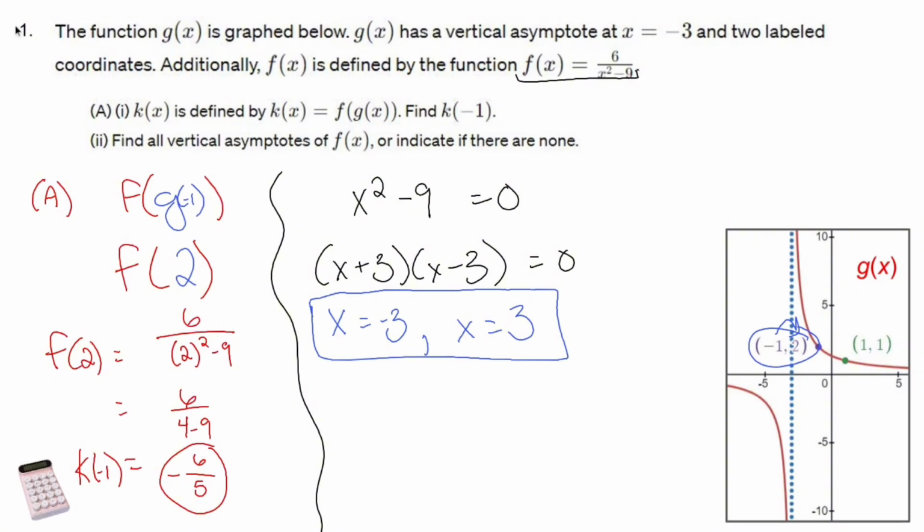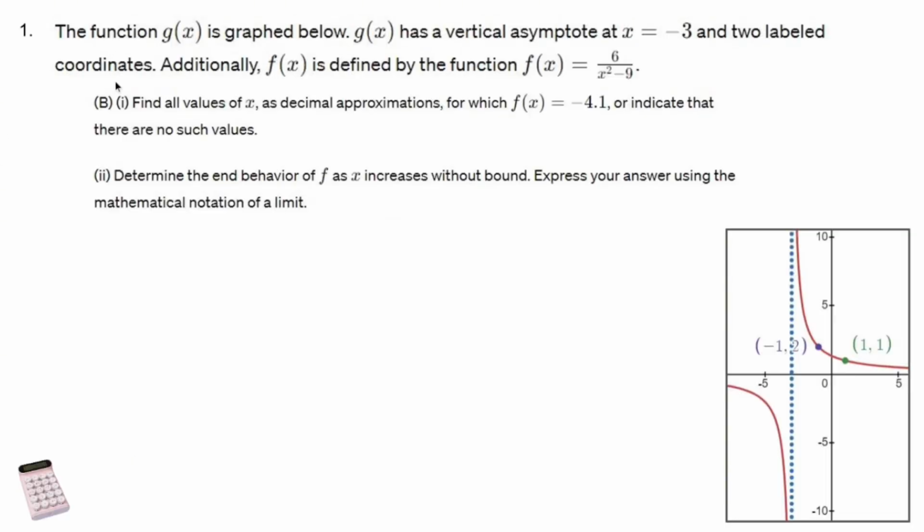All right, so problem 1, part A, complete. That's 2 out of the 6 parts that you're going to see on this problem. Part B, problem 1, same exact question above, don't need to repeat it. Find all the values of x as decimal approximations for which f of x is equal to -4.1. So I need to find out when f is equal to -4.1, and that's going to require our calculator. The first 2 problems of the free response section are calculator problems, and I'm going to want a calculator for this. So let's go over there.